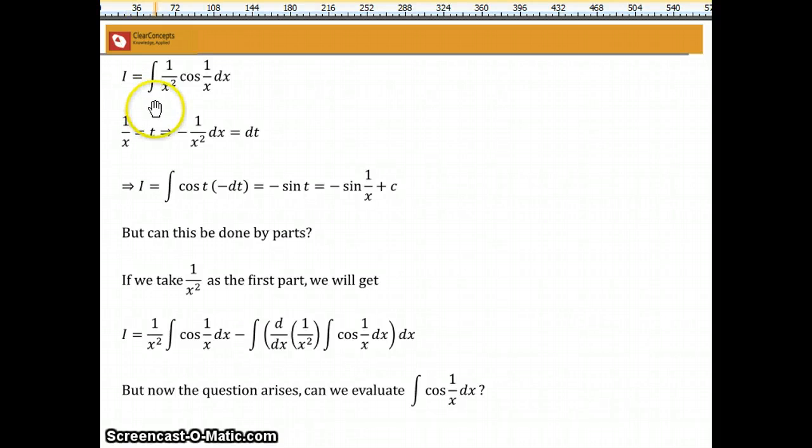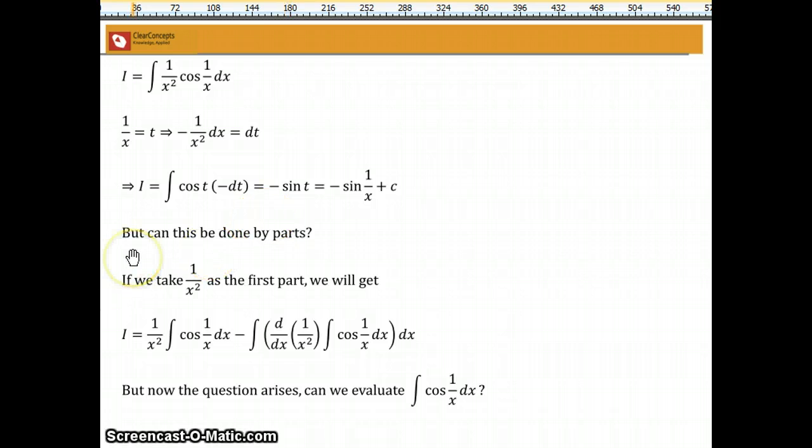Okay, Adnan, the question in the assignment was this. You had to evaluate the antiderivative of 1 by x squared cos 1 by x dx. You know that you can apply the substitution 1 by x is equal to t, which gives us minus 1 by x squared dx is equal to dt, which then implementing the substitution gives us integral cos t into minus dt, which is trivial, gives us minus sine t, which you can back substitute to get minus sine 1 by x plus c.